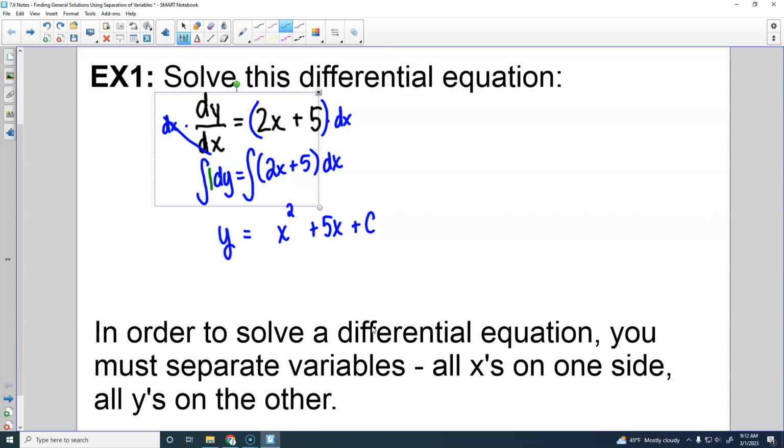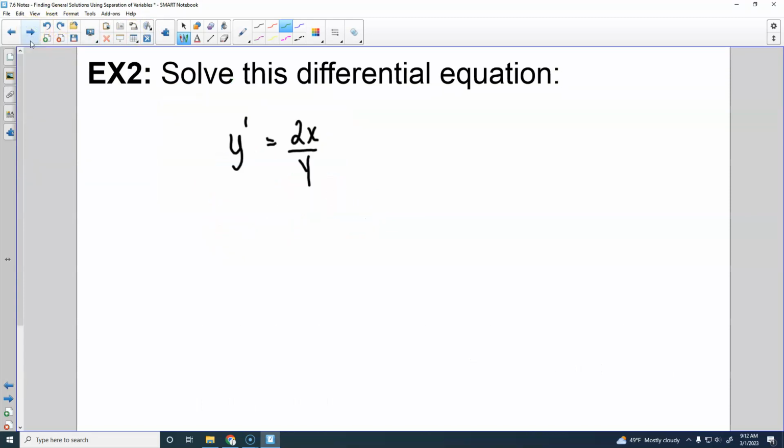But for this class, we will only solve separable differential equations. So you've got to separate the x's and y's. All the x's have to be on one side. All the y's have to be on the other. That is why technically, if I do this problem, I'm supposed to multiply both sides by dx, so the dx is over here. And then I integrate both sides, and I get y's on this side, x's on this side. Okay, so let's look at one that is actually going to require some separation and integration on both sides.